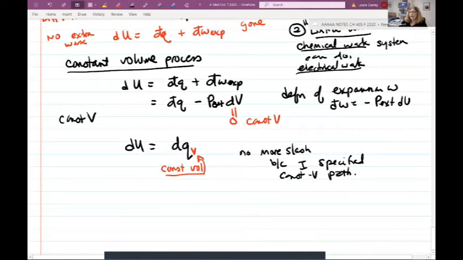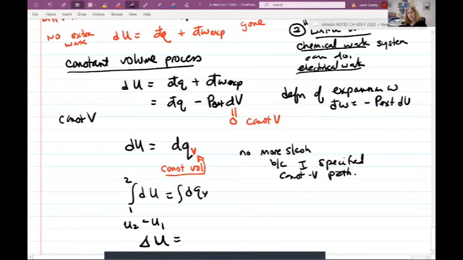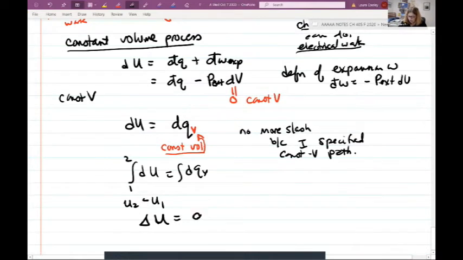And now I have this great equation. dU is dqV, and I'm ready to integrate it. I love integrating equations like this because when you integrate dU, you just get delta U. You get U2 minus U1. We're going to call that delta U. And you don't get delta q. No, it doesn't work that way. We just call it q. When you integrate dqV, you just get qV. All right, so we have delta U is qV.